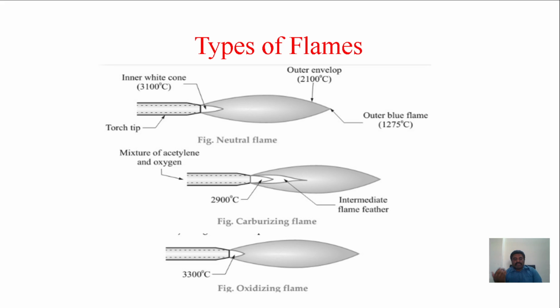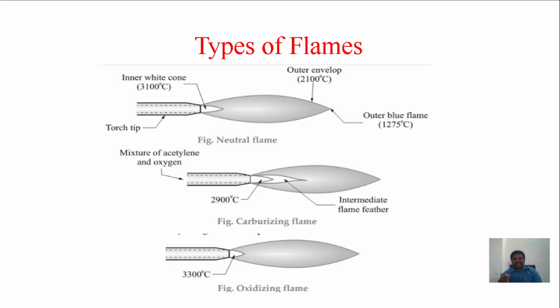Where can it be useful? It is used for medium carbon steel, where carbonizing can take place. We can also go ahead in the same manner with nickel. Now the third one is oxidizing. Here, oxidizing means the oxygen is more compared to the acetylene gas.